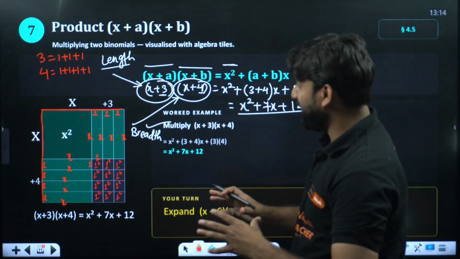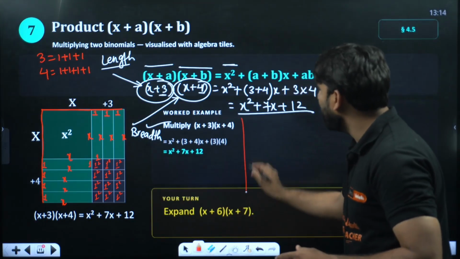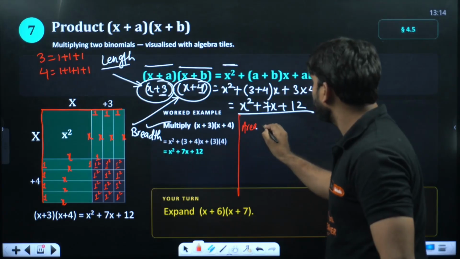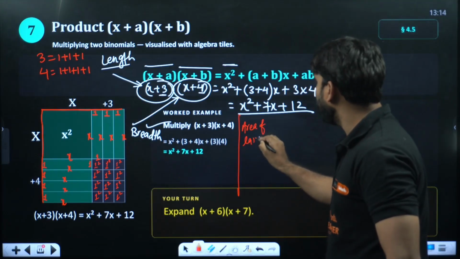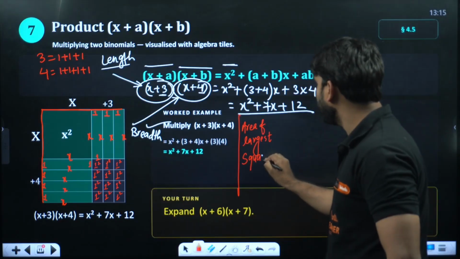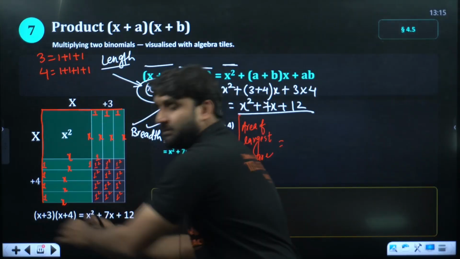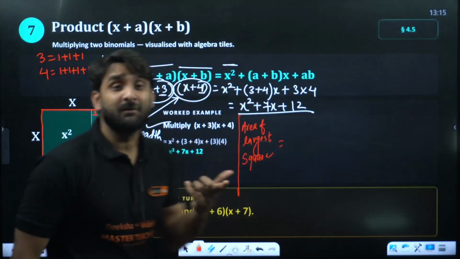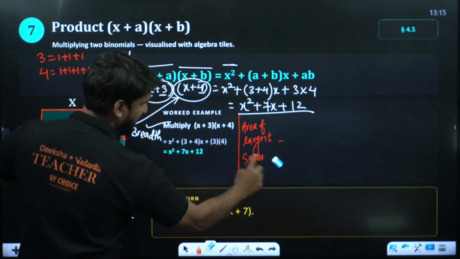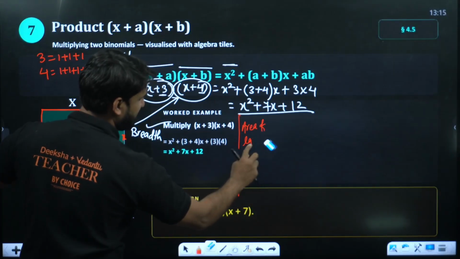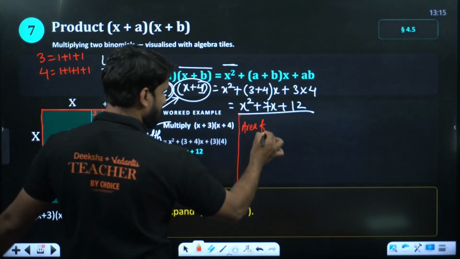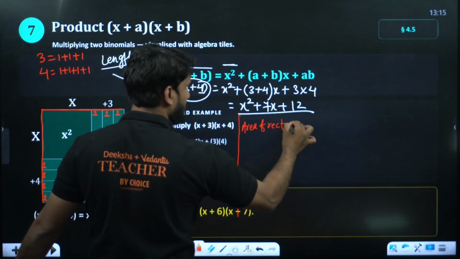So my dear champion, if we write the area of the largest square, which is the largest square? The bigger one. So what will be the area? This is not a square, this will basically be a rectangle, because length and breadth are different from each other. So better to write area of rectangle.